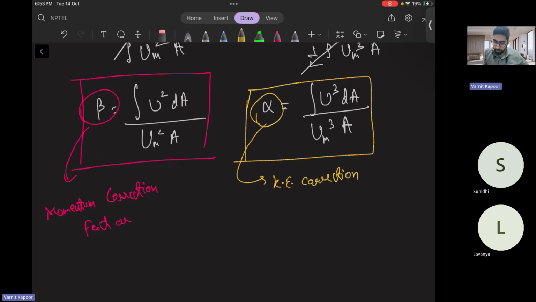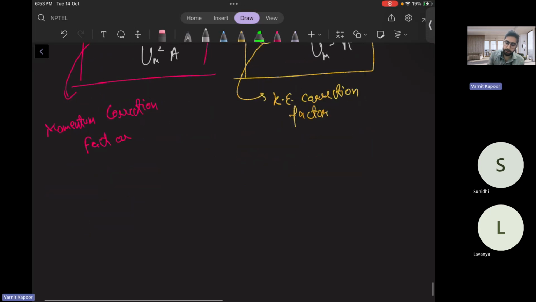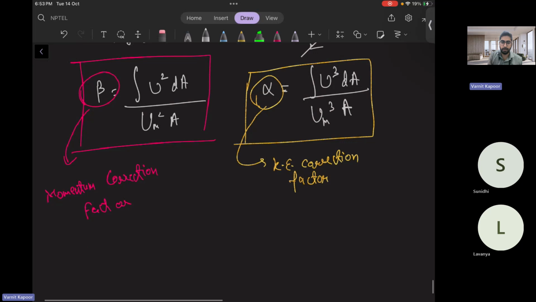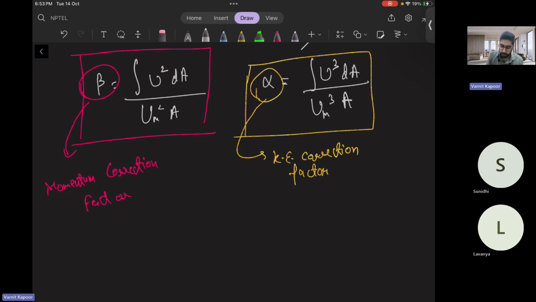Whatever correction you want to give in the kinetic energy, the factor will be alpha, and for momentum transfer it will be beta. Also make sure that since alpha is one order higher compared to beta, both are always greater than one, but alpha is much greater than beta, as alpha involves U cube and this is U square. Okay, is it clear?